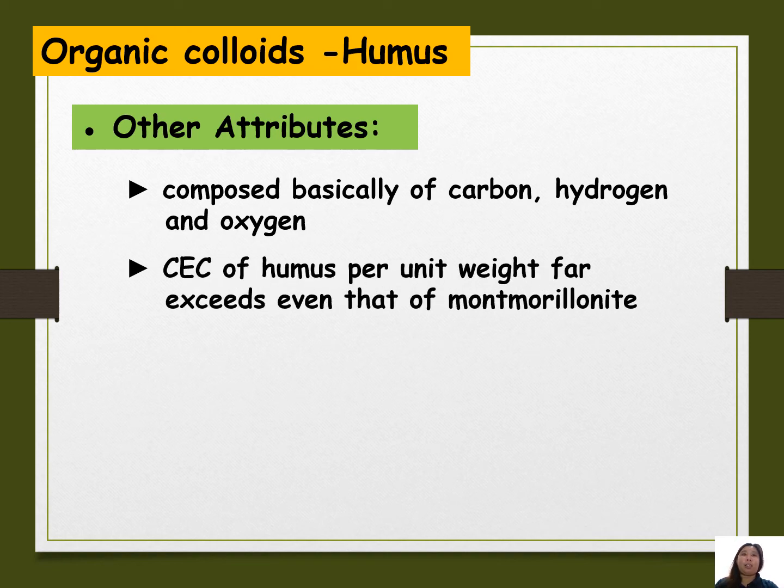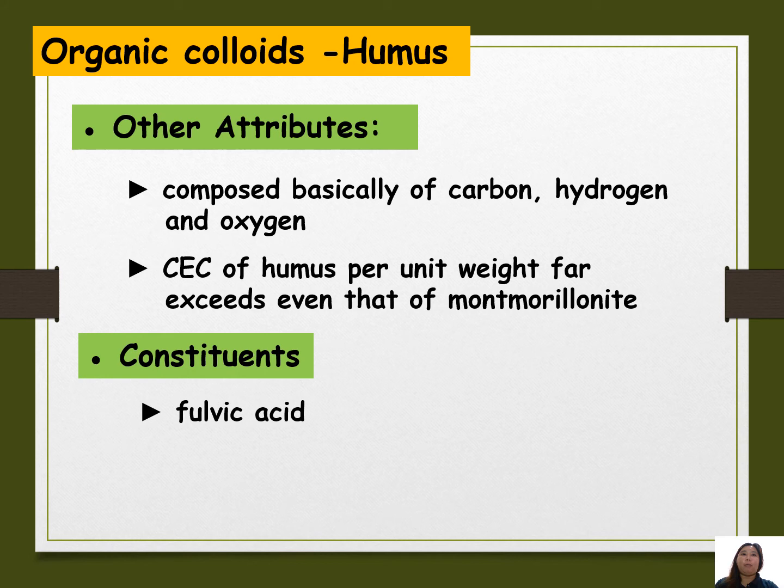The cation exchange capacity of humus per unit weight far exceeds even that of montmorillonite. So take note of that. The nutrient holding capacity of the humus, or the cation exchange capacity, exceeds that of montmorillonite. And constituents of this are the following: the fulvic acid, the humic acid, and the humin. These three will be discussed in another one of my videos also.